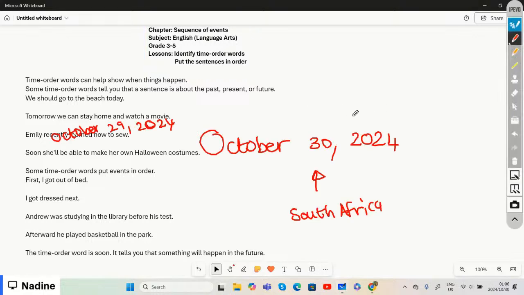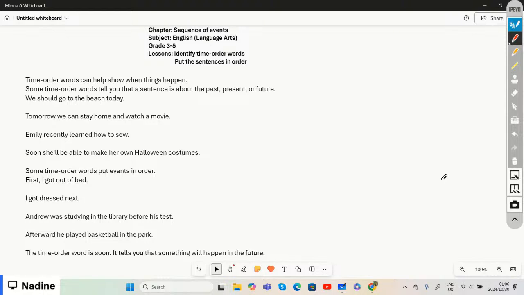All right. So now, when it comes to time order words, or when we're talking about sequence of events, we're already talking about things that are happening in order. Because we're first going to identify time order words and then we're going to put the things in order.